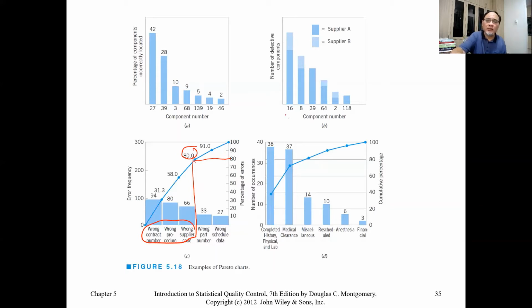You look at the number of defectives for the components. So you can do various kinds of Pareto charts. You can analyze even your daily life. 80% of your time is spent doing what? So that you can improve your productivity. That's very important for the purpose of improvement.